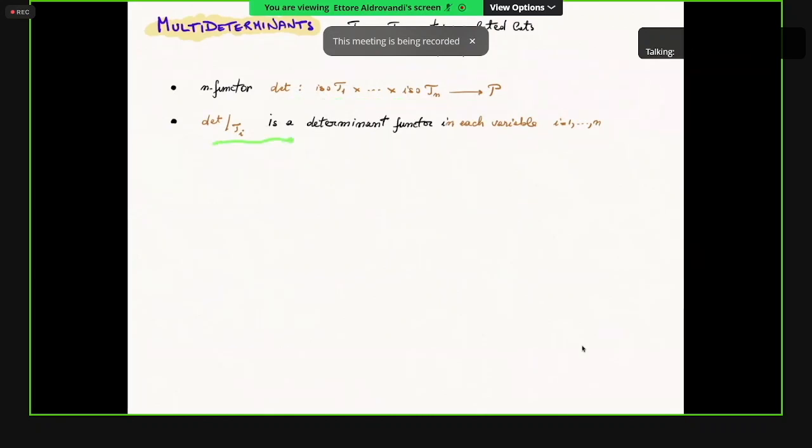And I'm going to require that this is a determinant in each of the variables. So what I mean is that if you keep all the other variables frozen except everything that's going on in the ith place, this is a determinant functor in the previous sense. There is, of course, a compatibility condition that you will have to write down if you have an isomorphism in one of the factors and a distinguished triangle in some other position.